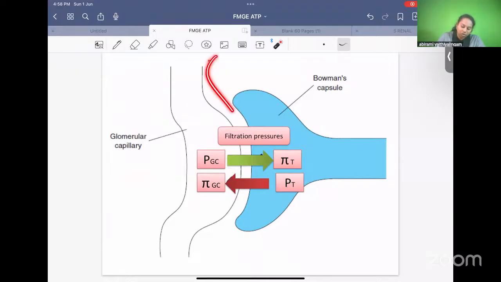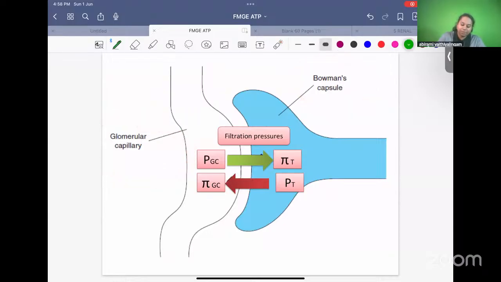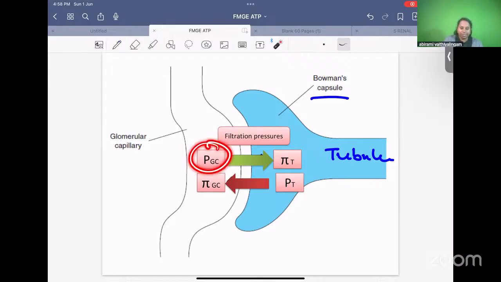So this is the glomerular filter. One side you have the glomerular capillaries. On the other side you have Bowman's capsule, which continues as the renal tubule. We'll apply these forces on the glomerular capillary side. GC means glomerular capillary side.